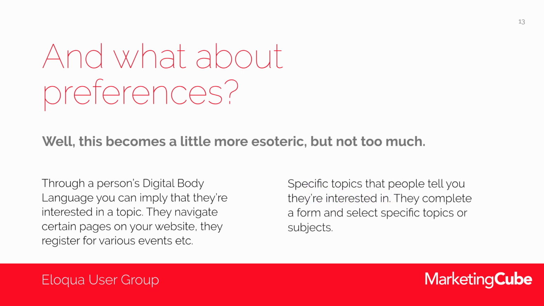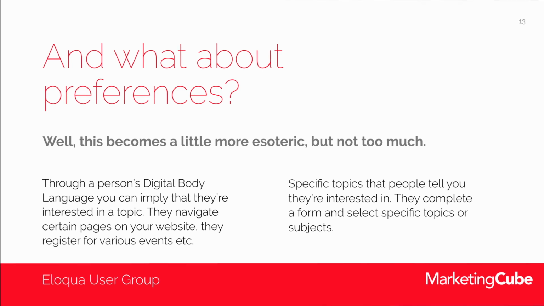And so again, looking at explicit data, these are specific topics that people tell you they're interested in. As I said before, they complete forms or they select specific topics or subjects along the way. So you've got that mix of those two.